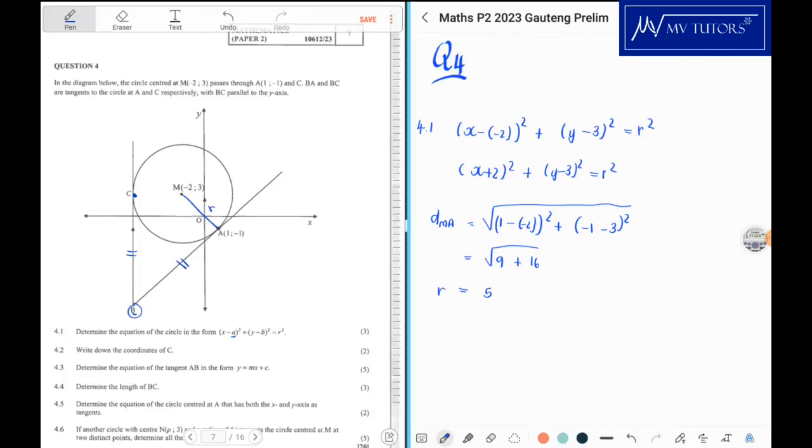Okay, so our radius is 5. So finally, for 3 marks, the equation of the circle is x plus 2 squared plus y minus 3 squared is equal to 25. Or if you wanted to put 5 squared, I think that would still be fine.